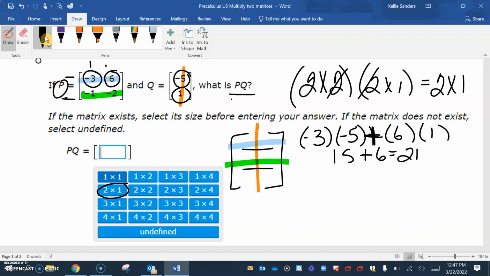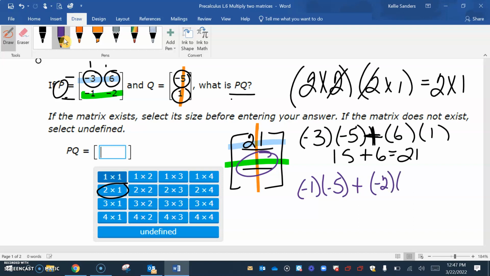And once you multiply those 2 groups together and then add them, then that answer is what's going to go into your answer. So here is green and orange. The first number in green is -1. The first number in orange is -5. Then we're going to add. The second number in green is -2. The second number in orange is +1. So that's 5 minus 2, which is 3.